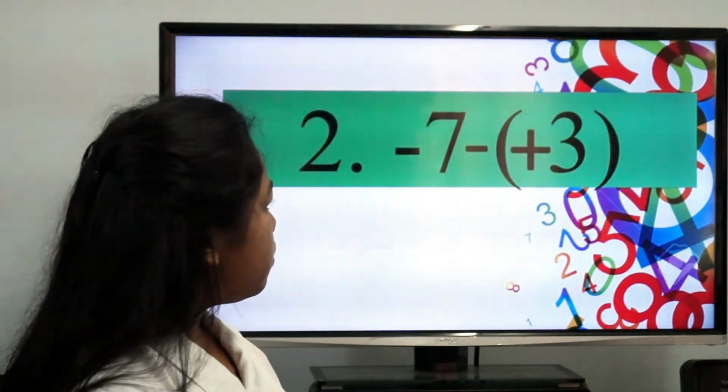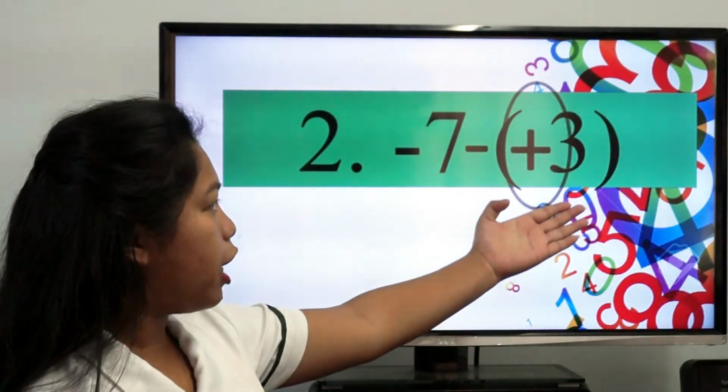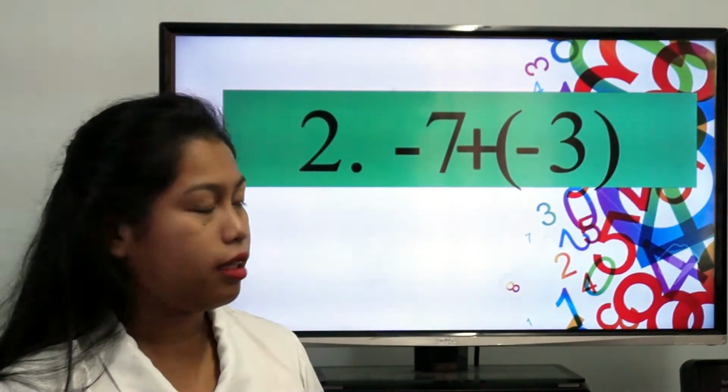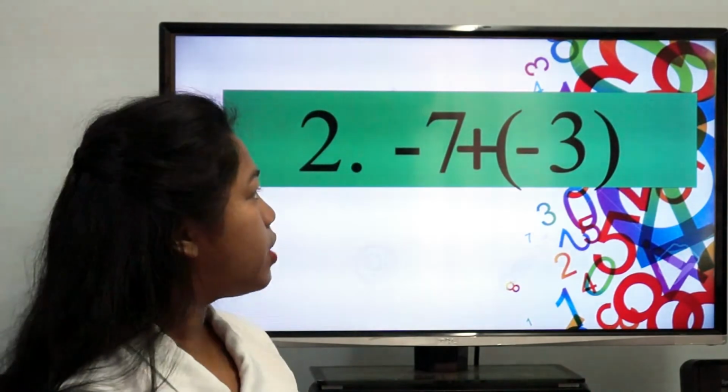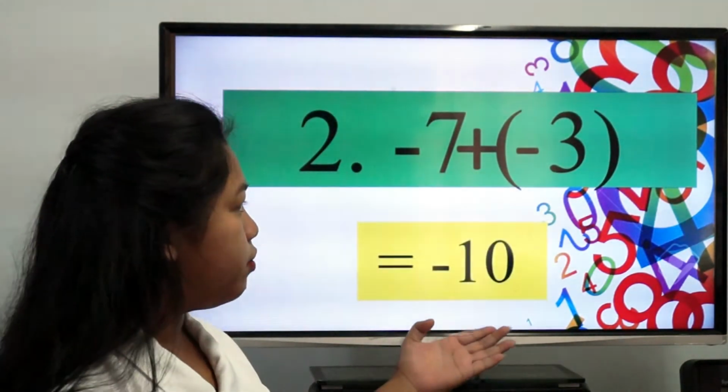Another example is negative 7 minus positive 3. First, change the sign of the subtrahend. Positive 3 will become negative. So, negative 7 plus negative 3 is equal to negative 10.